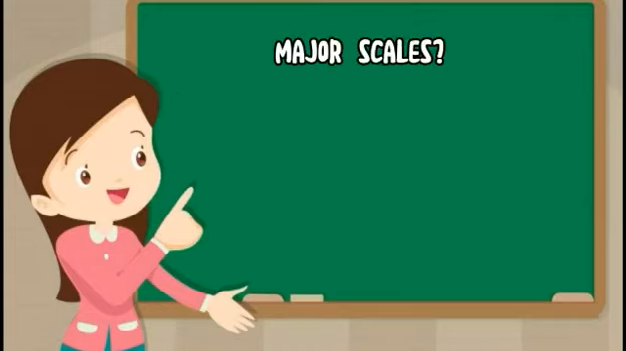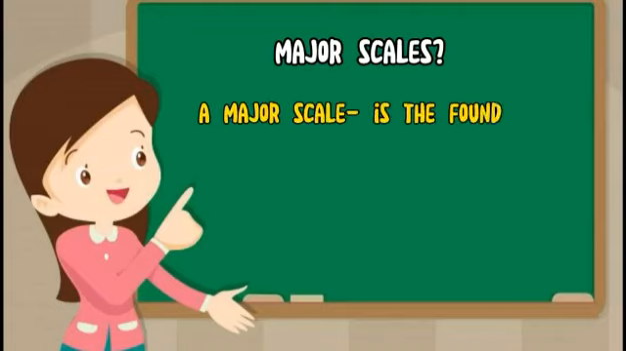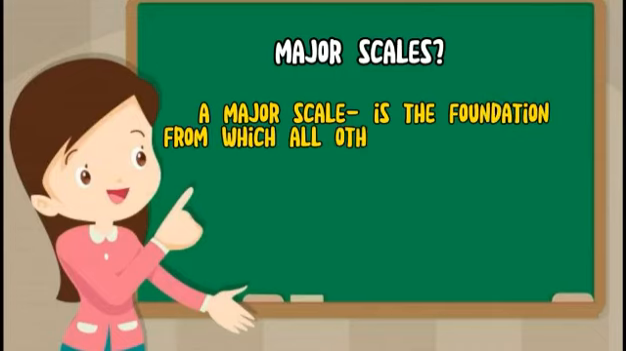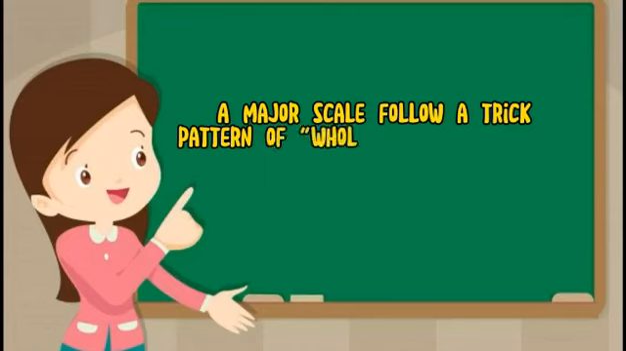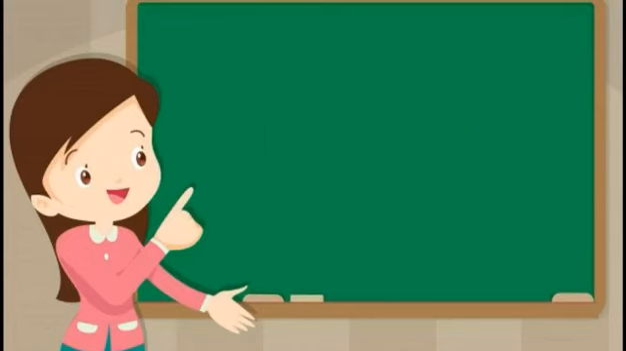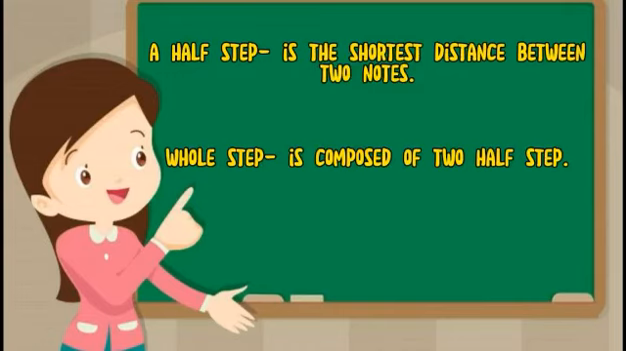How about the major scales? Do you know what a major scale is? A major scale is the foundation from which all other scales are formed. A major scale follows a strict pattern of whole and half steps. A half step is the shortest distance between 2 notes, while a whole step is composed of 2 half steps.